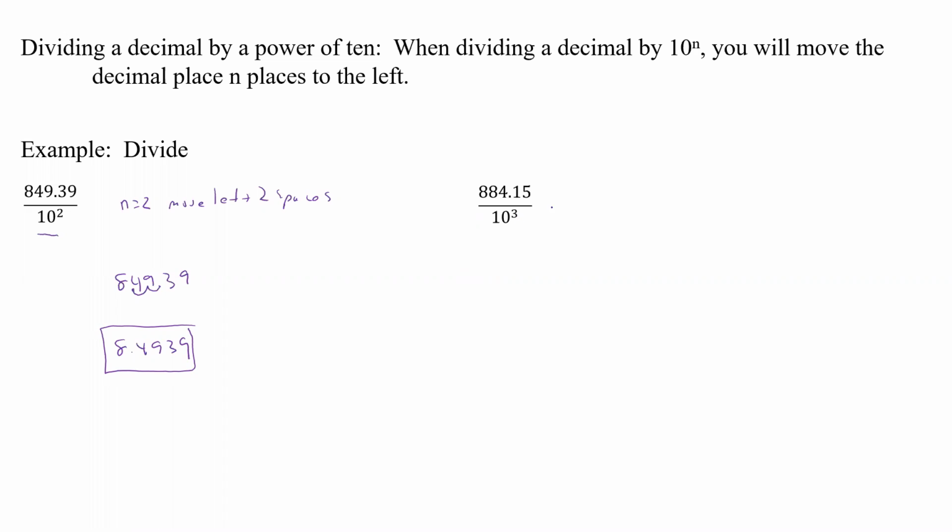Now here it's 10 to the third. So if we have n is equal to 3, we're going to move 3 spaces to the left. So if we have 884.15, we move 1, 2, 3. So that's our spot now. So we have 0.88415. And that would be what we get when we divide by 10 to the positive 3. So again, we just move whatever direction. If we multiply, we move to the right, the number of spaces n is. If we divide by 10 to the n, we move n spaces to the left.